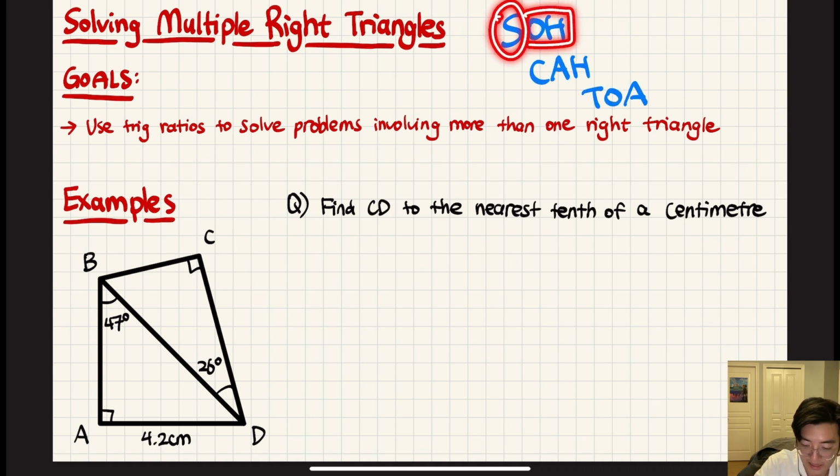SOHCAHTOA. Sine is opposite over hypotenuse. Cosine is adjacent over hypotenuse. And tangent is opposite over adjacent.